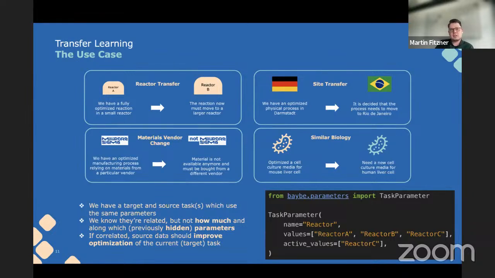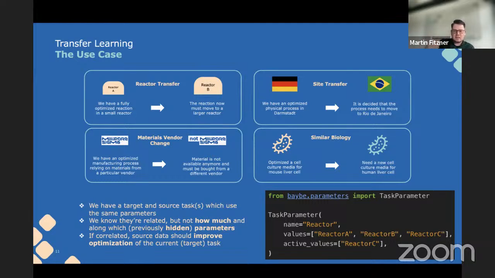So let's say we have a cell culture media optimized for a mouse liver cell, and now we want to optimize a cell culture media for a human liver cell. Because these cells are probably similar, in particular mouse and human, I think in this case you could expect that there's already information in the previous data. So why would I do a completely new optimization? I want to use the old data. And so we have this parameter called the task parameter, which indicates, look, it has these values, reactor 1, 2, and 3, A, B, C. And now I want to optimize the third reactor, which is reactor C. You can specify it like that.